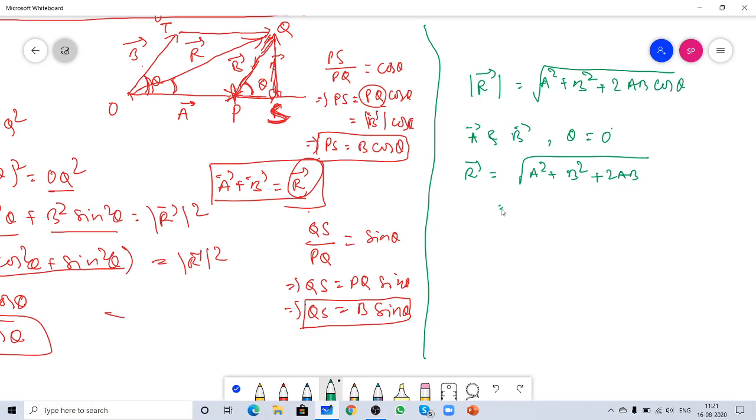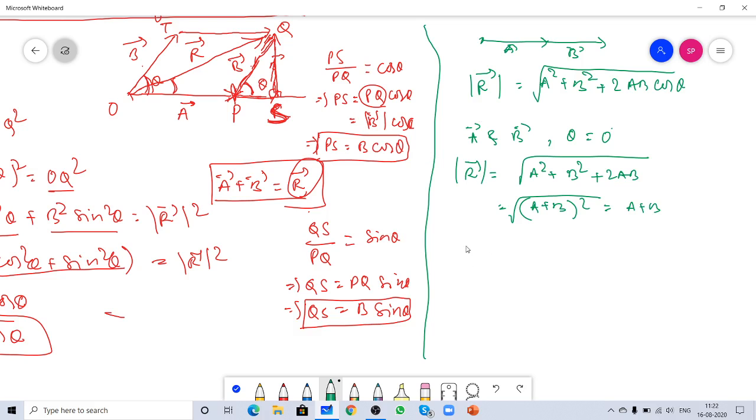So a square plus b square plus 2ab means it's a plus b whole square, or you can say the resultant magnitude is just the sum of the magnitudes of the two vectors, a plus b. That means if two vectors are acting in the same direction, like this, angle 0 degree means same direction, this is a, let's say this is b, then the resultant will be, as expected, the sum of the magnitudes of the two vectors.